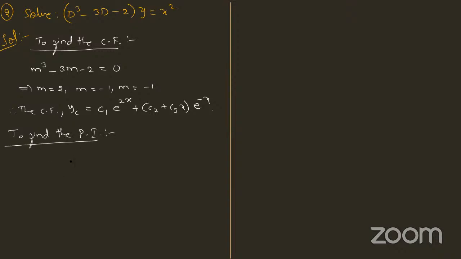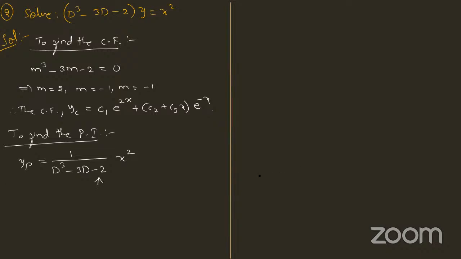Now see, to calculate the particular integral, we need to take it this way. Yp equals, look at it carefully, 1 divided by D cube minus 3D minus 2, and you're operating all this on x square. Now see, when it is an algebraic expression, as we discussed, you need to take the lowest degree term common. Which is the lowest degree term here? Don't say it is only 2, but we need to take the minus 2 common from this.